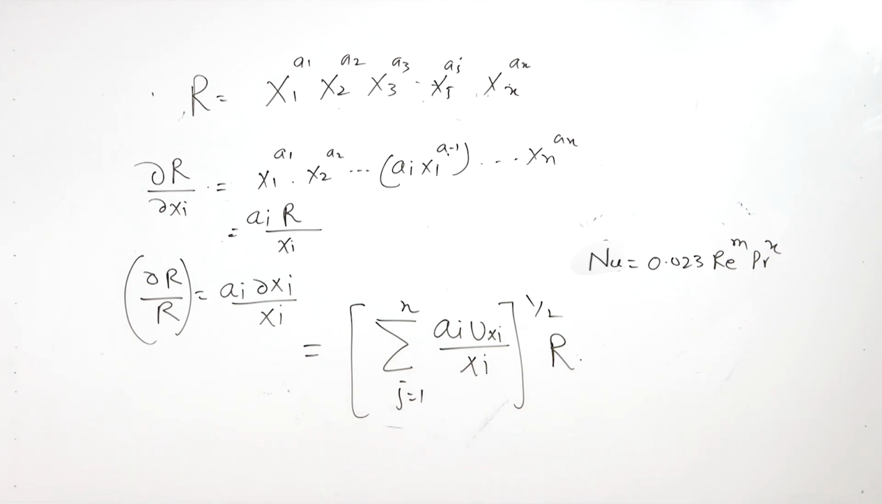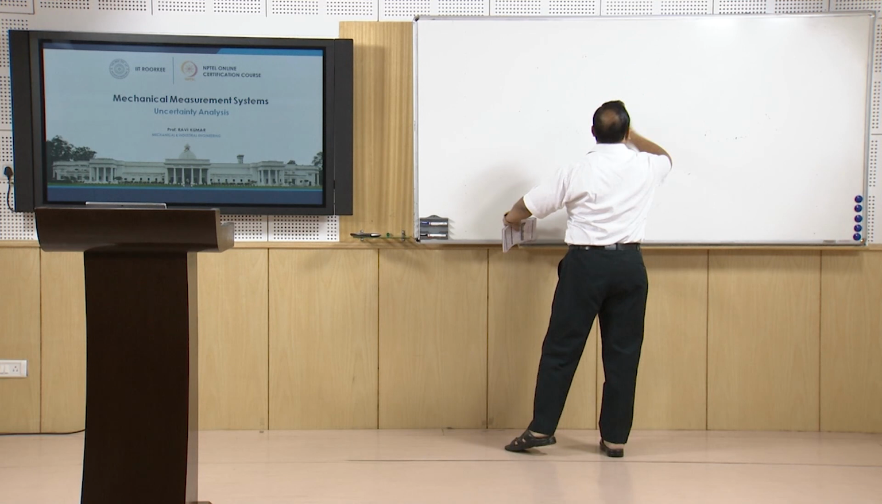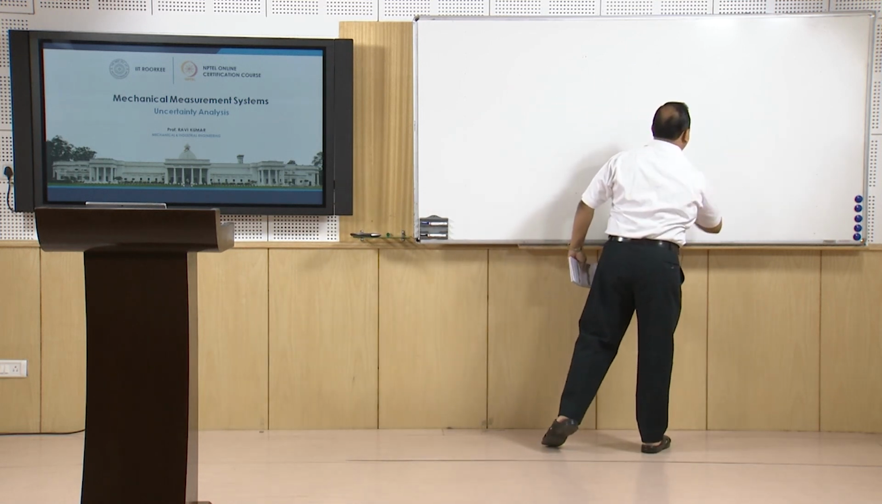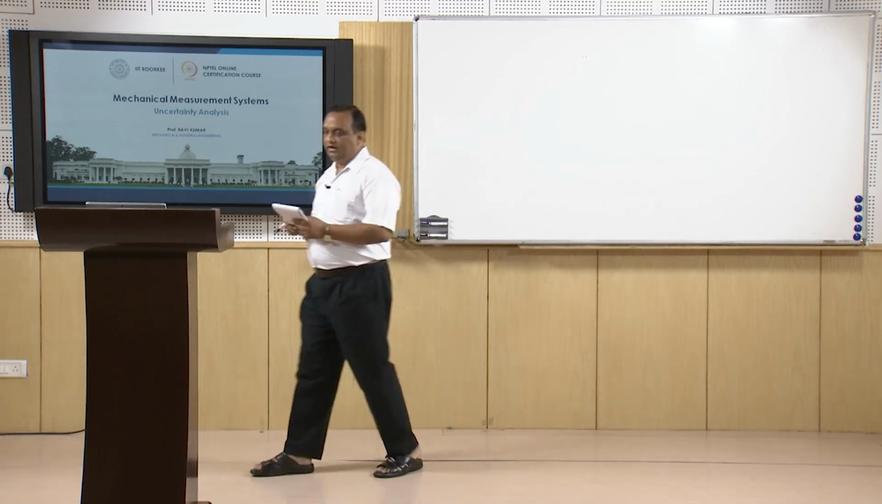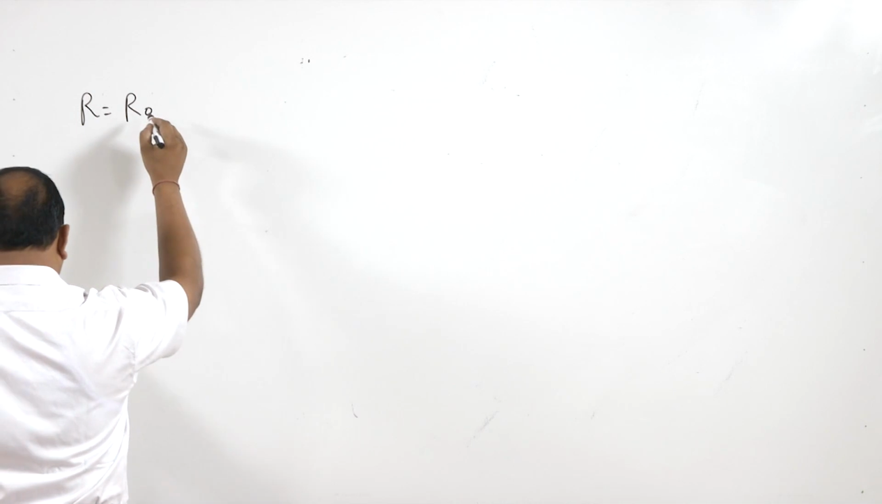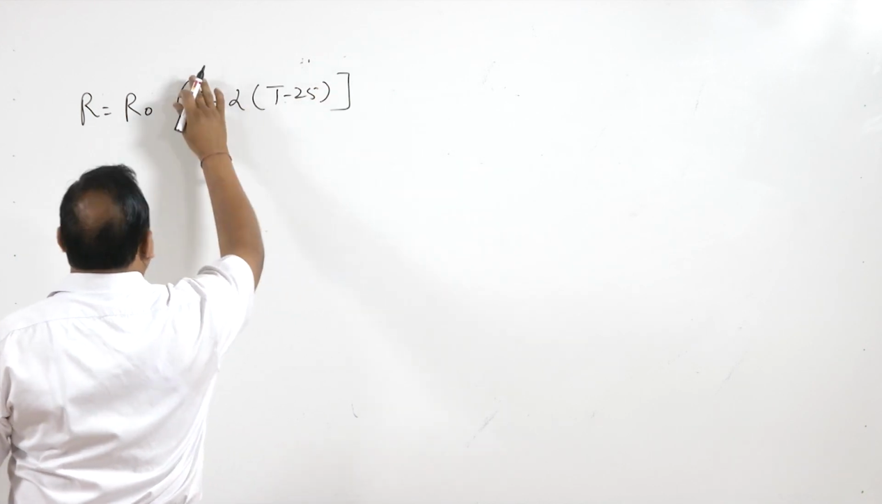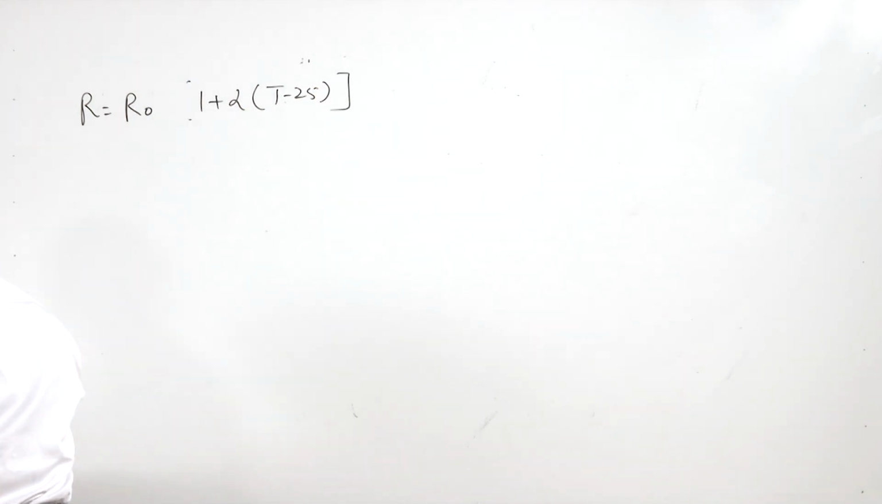Now, we will go for certain numericals, because solved examples will give you insight into the things. Let us start with solved example number 1. It states the resistance of a certain size of copper wire is given as R is equal to R0 into 1 plus alpha into T minus 25. This is the variation of resistance with temperature.